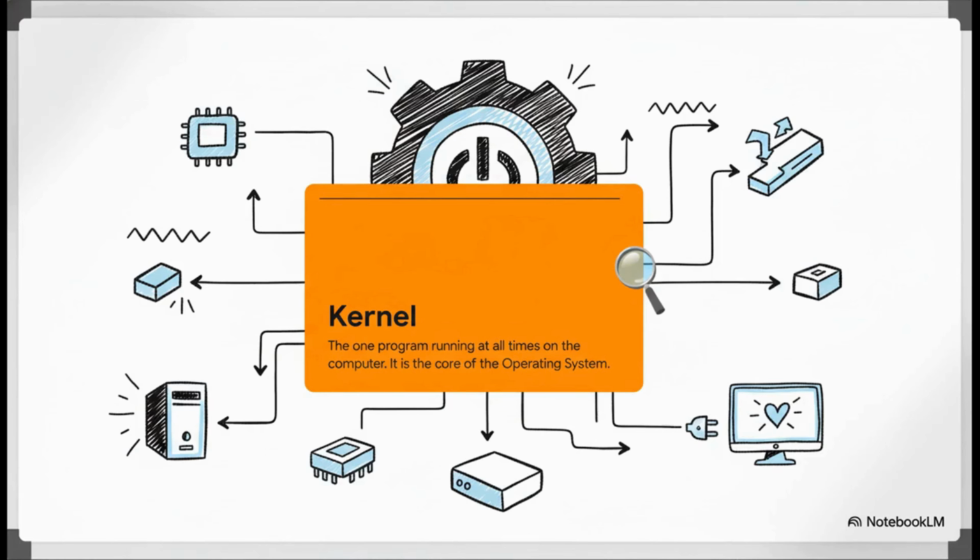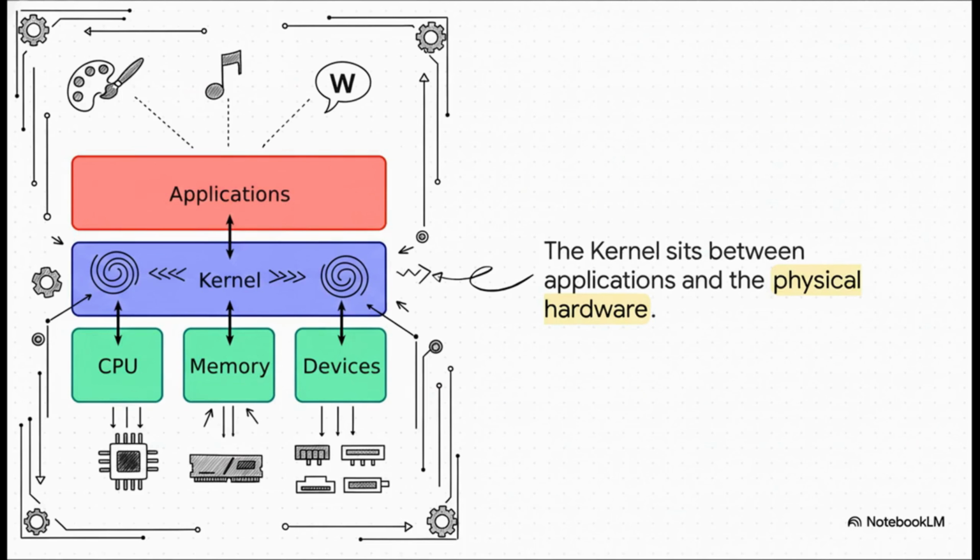Now let's go one level deeper. Right at the very heart of the operating system, you'll find a component called the kernel. This is the absolute core, the engine room. It's the one program that starts up the second you turn your computer on and only stops when you shut it down. And this image here shows exactly where it lives. The kernel is the ultimate middleman, sitting right between your applications and the physical hardware, the CPU, the memory, all of it. It's the part of the OS that speaks directly to the machine.